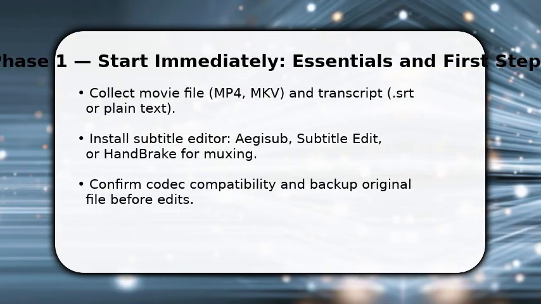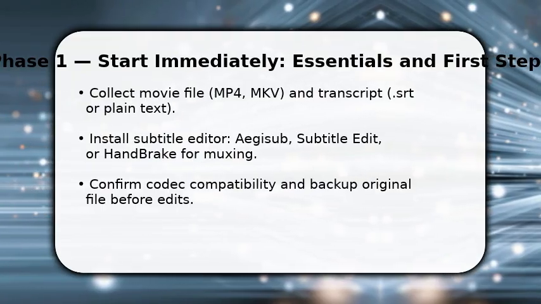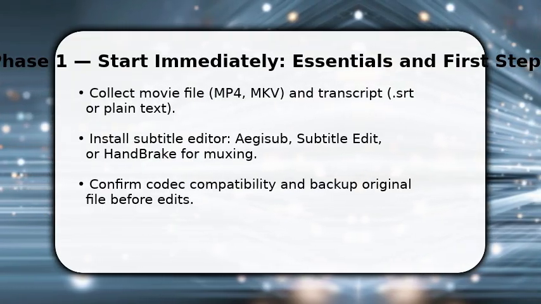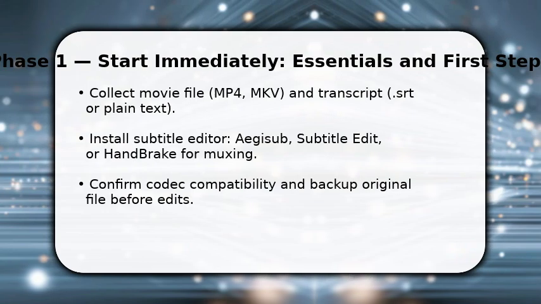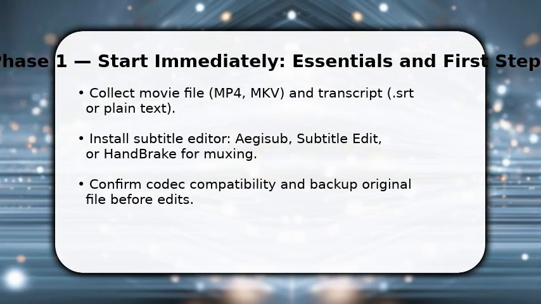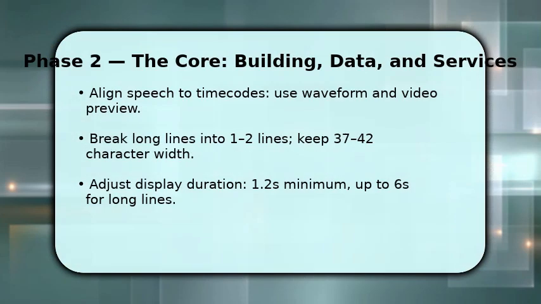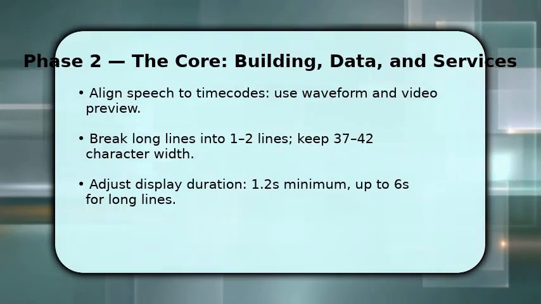Then create an initial subtitle file and save it as SRT or ASS. Make sure you saved a copy of the original movie first. You now refine timing and text. Play small segments, drag cue points to word boundaries, and watch the waveform to match syllables.